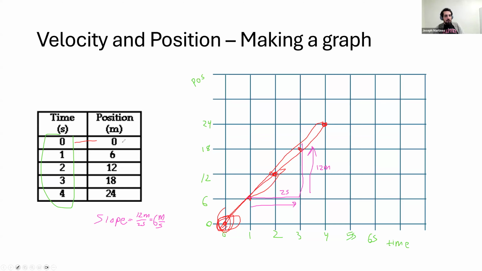That tells you how fast you're moving. And in fact, that is true. You move 6 meters every second. This is the same numerical values that I had earlier in the lecture, but this is the graph.